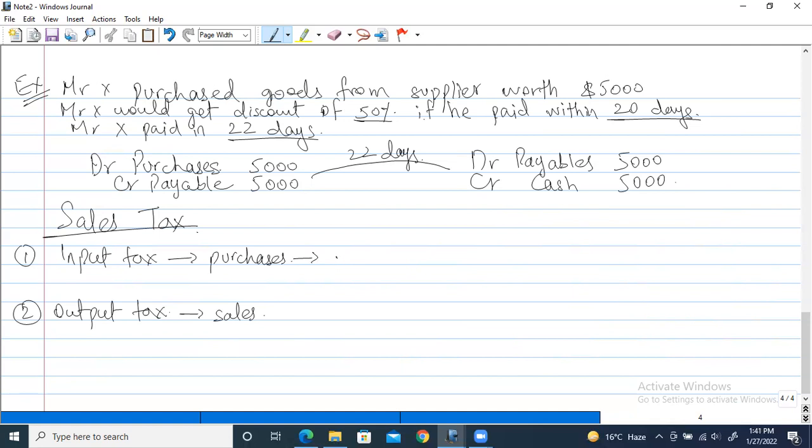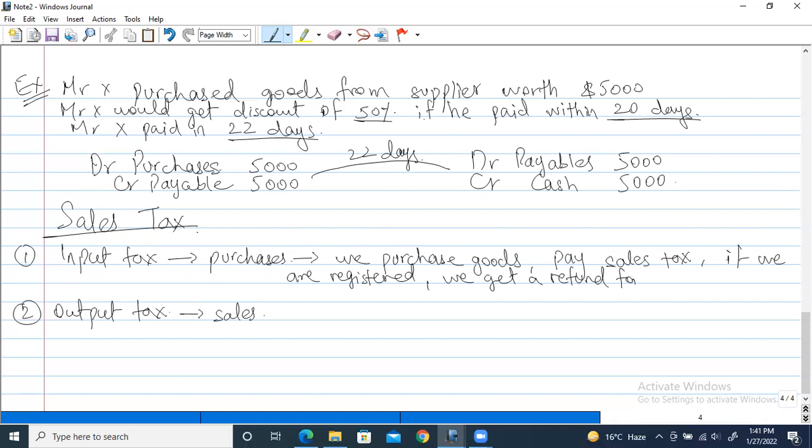So input tax, what happens is we purchase goods and obviously we pay sales tax on it. That is included in the price, right? We purchase goods, we pay sales tax. And if we are registered from the tax department, then we get a refund for that. Okay, so input tax, always remember, is the tax that we pay on purchases, right? And if we are registered with the tax department, which is the HMRC, then we get the refund of that, right? This is known as input tax, but the refund condition is only for those who are registered.